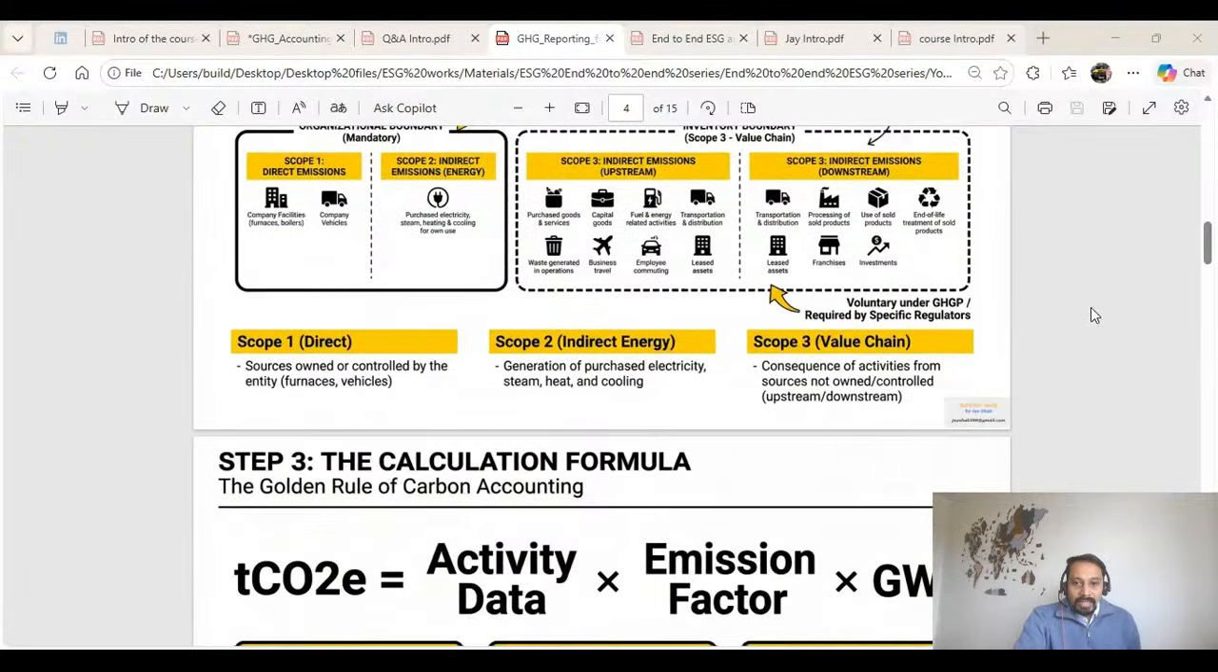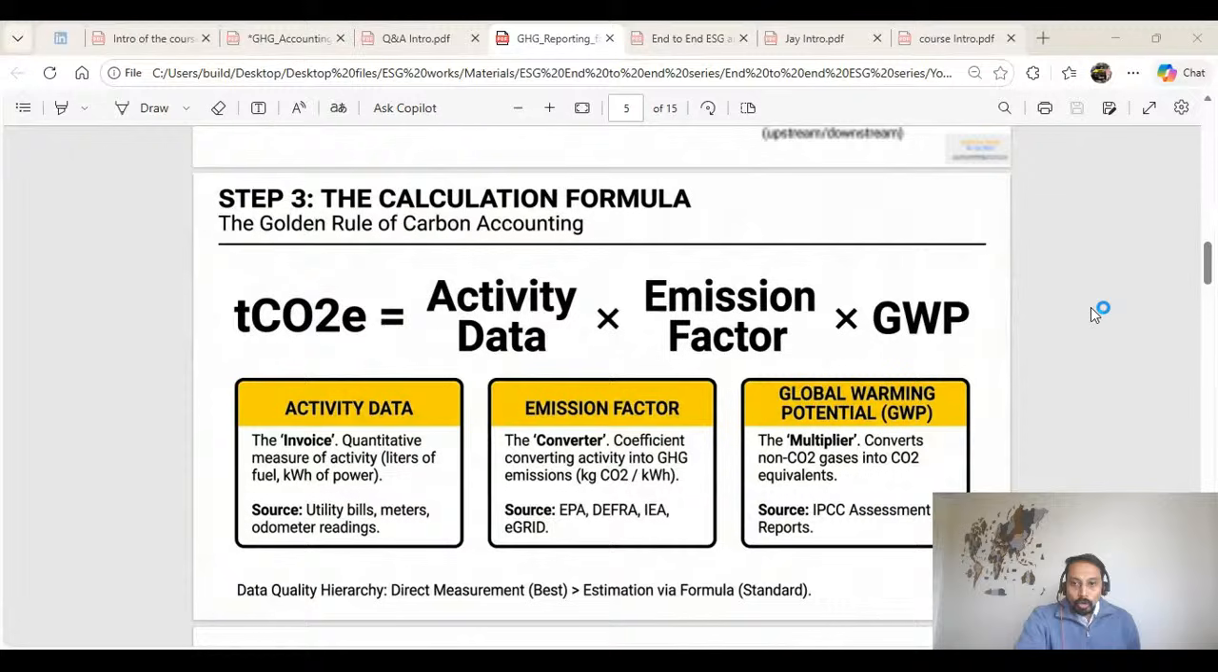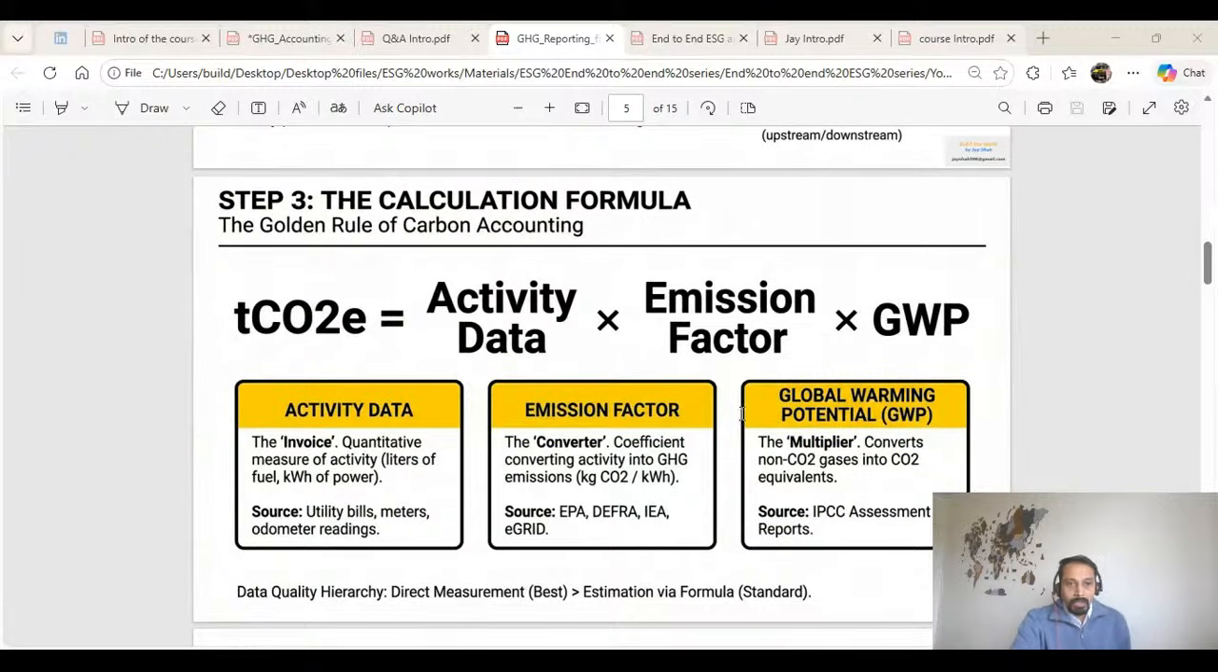So now let's go into the formula, which is a typical formula. This is a golden rule for any carbon accounting calculation, whether it's scope 1, scope 2, or scope 3 emissions. So you have to understand how this formula works. Here you can see the tons of CO2 equivalent is equal to activity multiplied by emissions factor multiplied by the global warming potential. So let's break all three down.